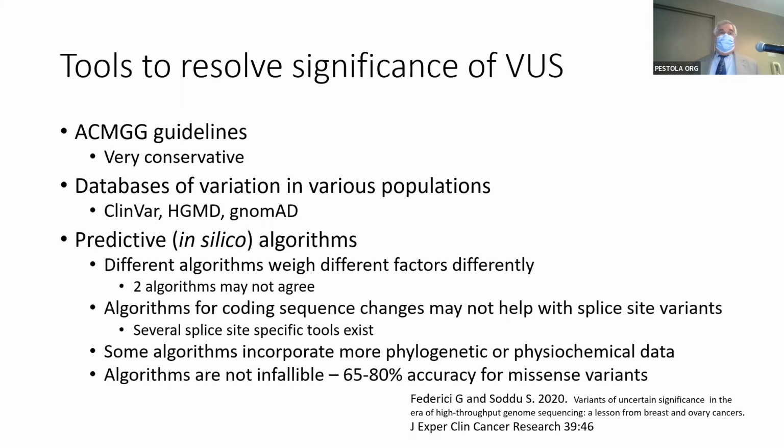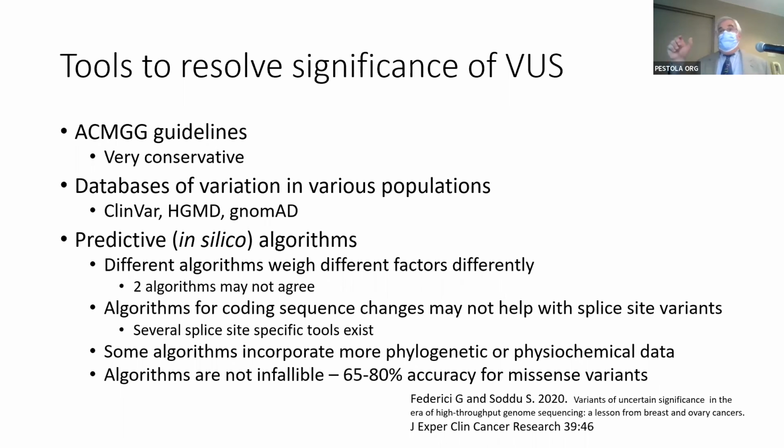There are also predictive in silico algorithms, and the different algorithms weigh different factors differently, and two algorithms may not agree. Back when most places were only using two algorithms, you'd get a result, and the algorithms don't agree. So PolyPhen, whatever they were using. Those algorithms don't help in splicing. You have to use the splicing algorithm, and there are several of those out there as well.